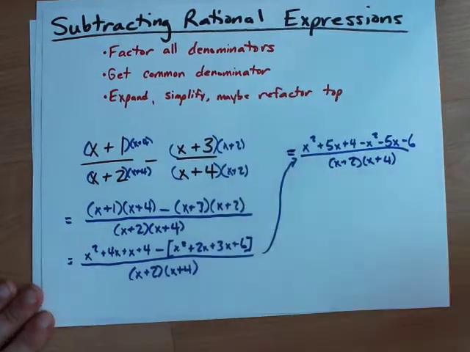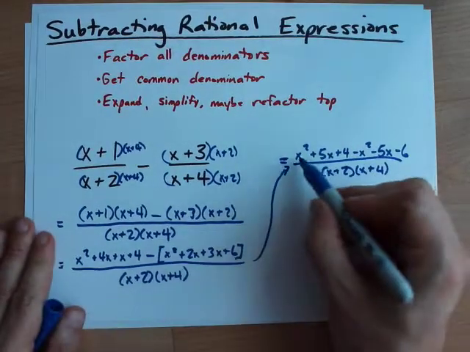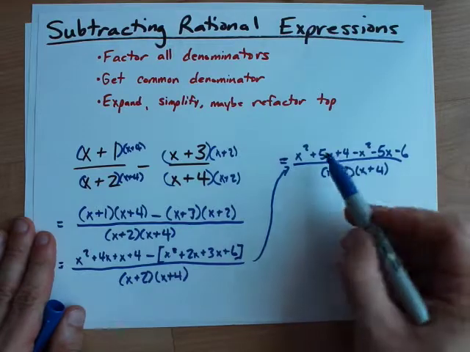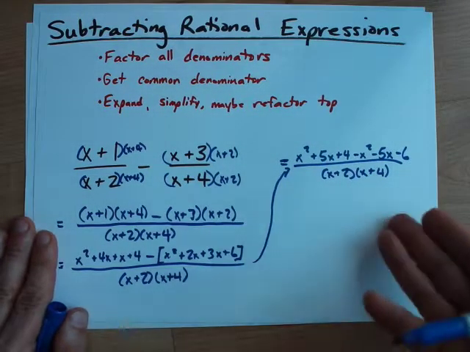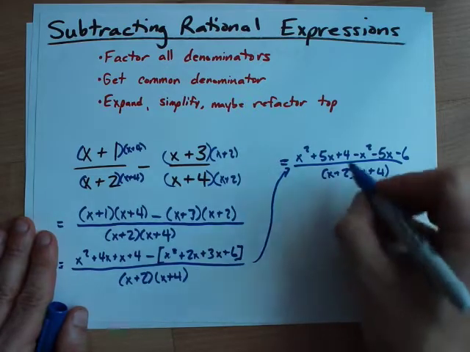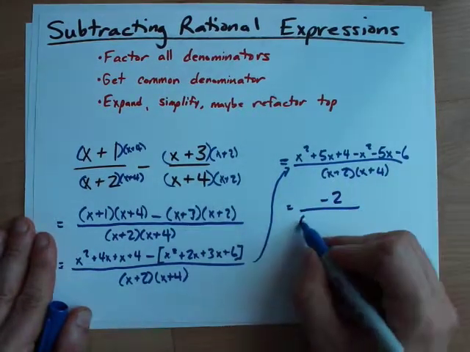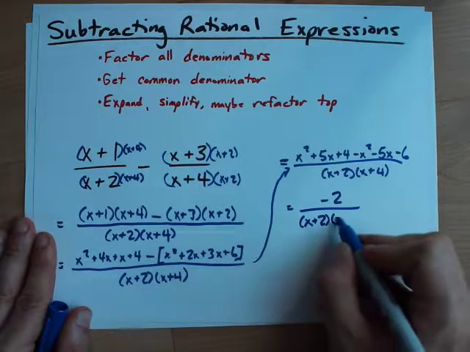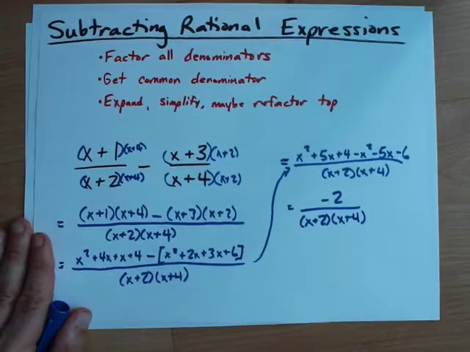I should put equal signs at the beginning of every line. And then x squared minus x squared cancel. Oh, 5x minus 5x also cancel. I got lucky there. That won't always happen. And I have 4 minus 6, which gives me negative 2 over x plus 2 and x plus 4. This is the simplified rational expression.